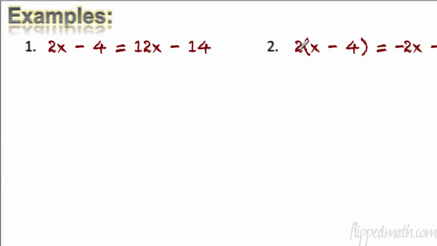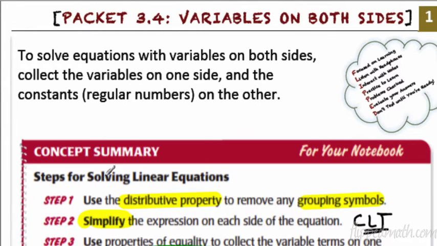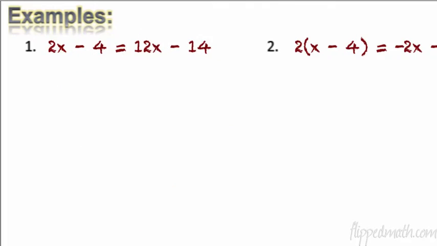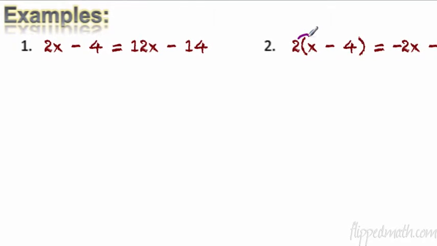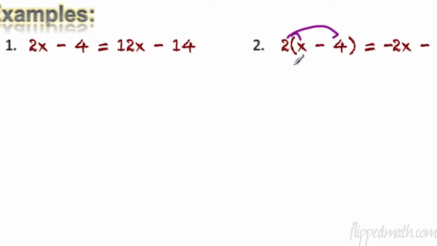Number 2, we're looking at 2 times the quantity x minus 4 equals negative 2x minus 10. I'm going to go back to those steps that we gave you. Step number 1 says use the distributive property. So that's what we're going to look at first here. Whenever you can distribute, it makes your life so much simpler.